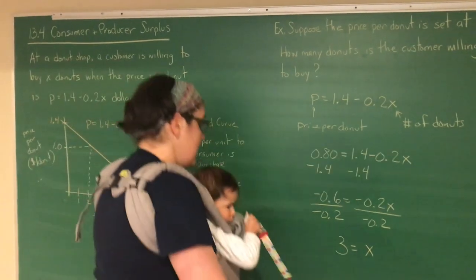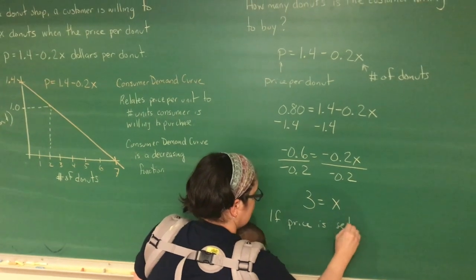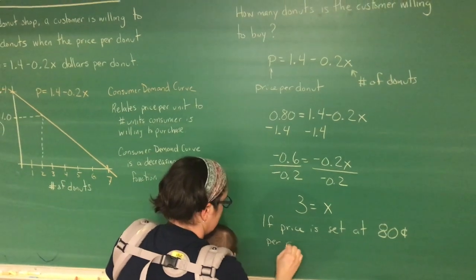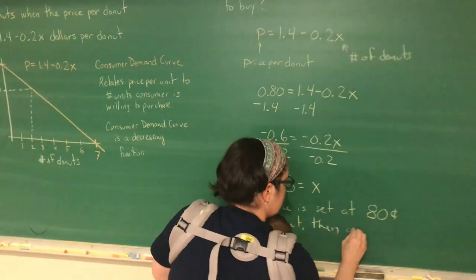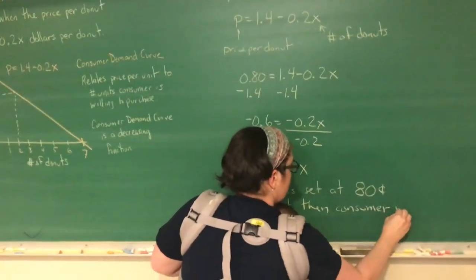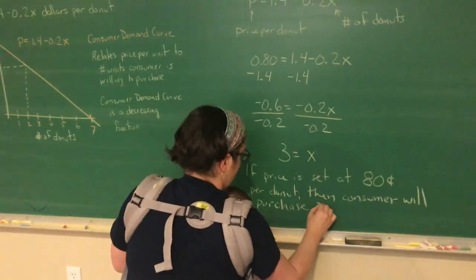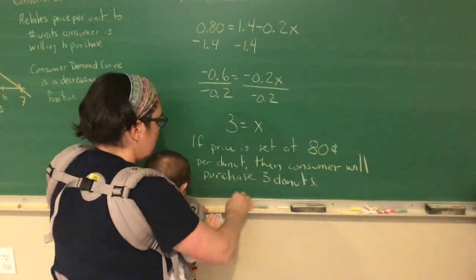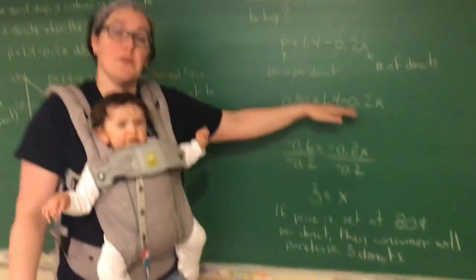And so what that tells me is if the price is set at 80 cents per donut, then the consumer will purchase 3 donuts. Okay, so algebraically the way we figure that out is we plug in our price per donut and we solve for x. Graphically, let's go back over to our graphing calculator.